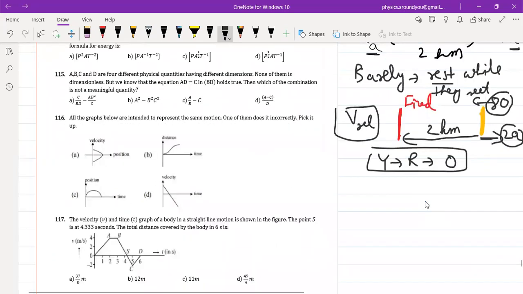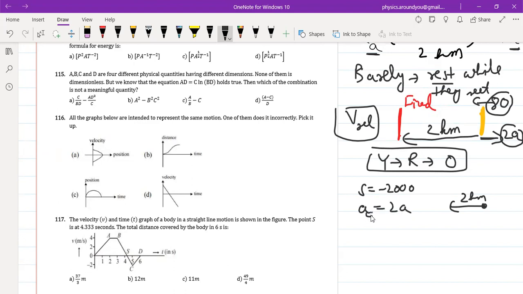We'll use sign convention. Initial position is here, final position is there. From initial to final, 2 kilometers is towards left. So s is equal to minus 2000, since it is pointing towards left. Acceleration is 2a, positive because it's towards right. What is u? u is minus 80 since the velocity is pointing towards left. I want to find the time. What is the time of collision?